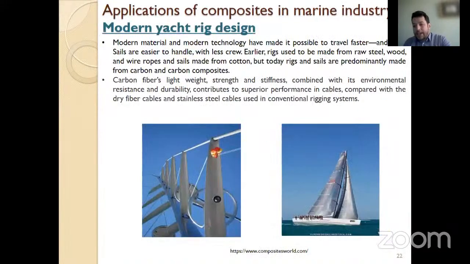In their application in modern yachts and rig design, modern materials and modern technology have made it possible to travel faster and safer. Sails are easier to handle with less glow. Earlier rigs used to be made from soft steel, wood, and wire ropes, and sails from cotton. But today, rigs and sails are predominantly made from carbon and carbon lightweight composites.